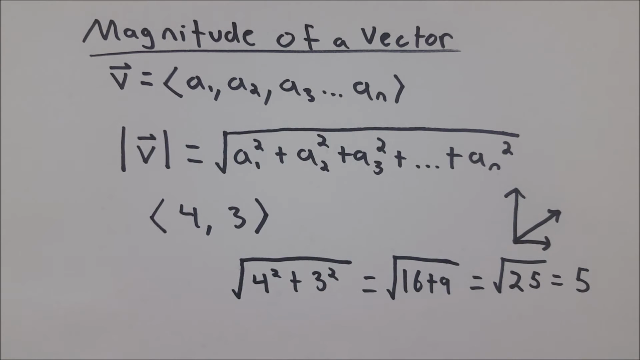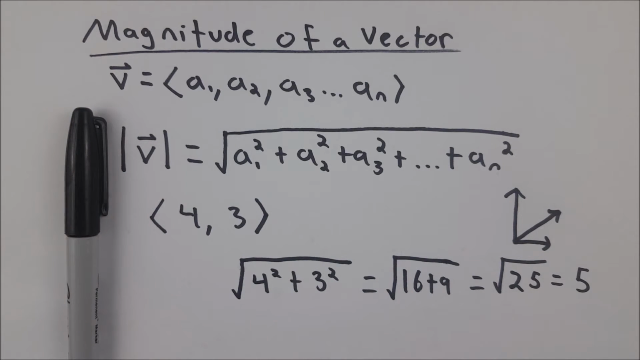You take the components, square them, add them together, and then take the square root of that number, and that is how you find the magnitude of a vector.